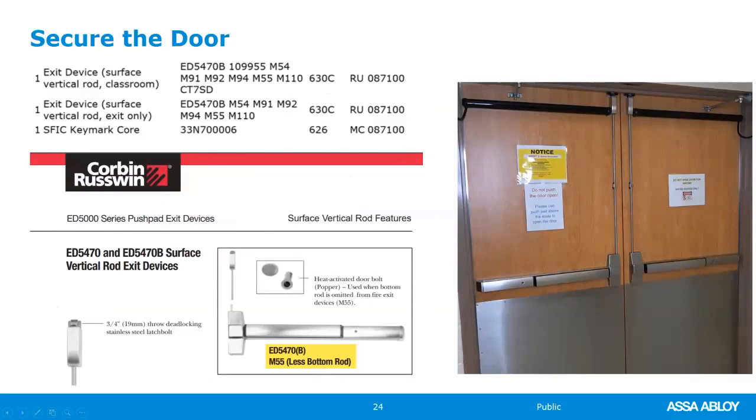We have the M55 less bottom rod. We want to make sure that there are no strikes going into the floor. The question is, would that qualify for positive pressure then?